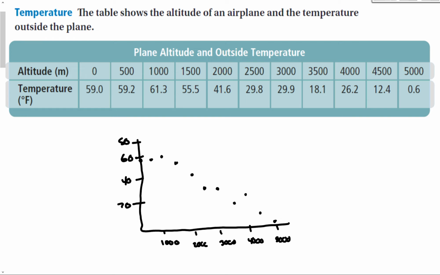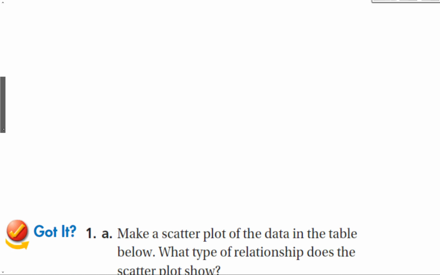So if you look at this data, not every point goes down, but the general form of this graph is that the temperature outside the plane tends to decrease as the altitude increases. So this has a negative correlation. Okay, let's look at another one.